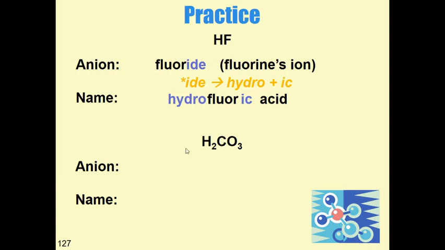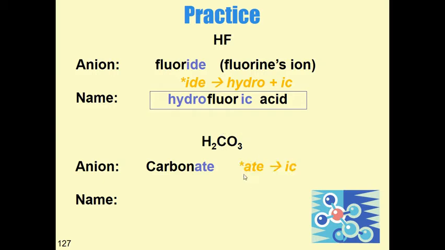Okay, now let's look at this guy. It is an acid because it starts with hydrogen. So let's go look at what the anion is. Look it up on the polyatomic sheet. This guy is carbonate. So what do we do? We replace the ate with ic. So we get carbonic acid. Carbonic acid.